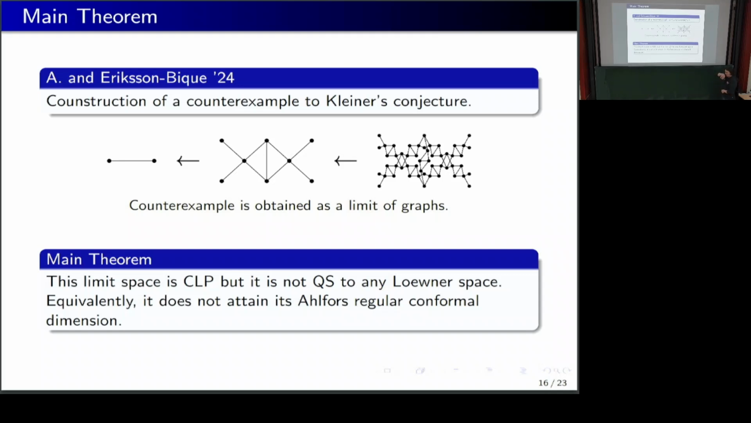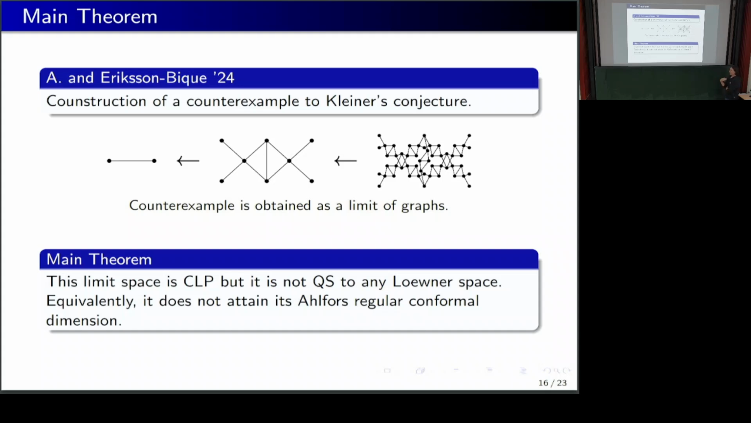From here on, I will talk about our result, in particular our main result, which is the counterexample to Kleiner's conjecture. Our counterexample is constructed as a limit of graphs. So here I have the first three. In reality, this is going to be an infinite sequence of graphs. The main theorem is that this space satisfies the combinatorial property, but it is not quasisymmetric to any Lerner space. Equivalently, it does not attain its Ahlfors regular conformal dimension.